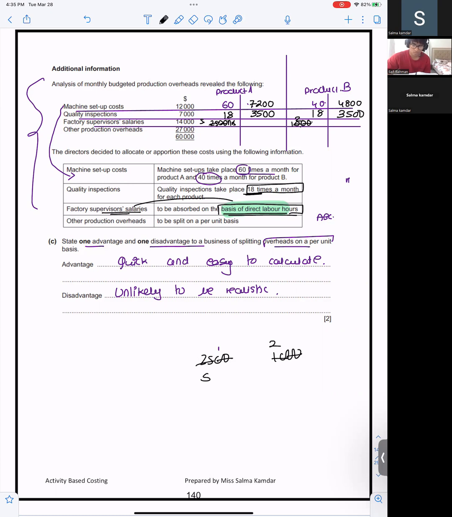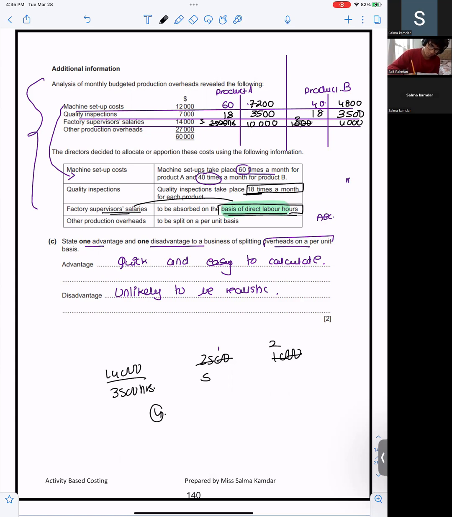So it is, you can take directly also. It's not an issue. So 14,000 I will divide by 3,500 hours. So I'm getting 4 per hour. 4 into 2,500, I'll get 10,000. And here I will get how much? 4,000.